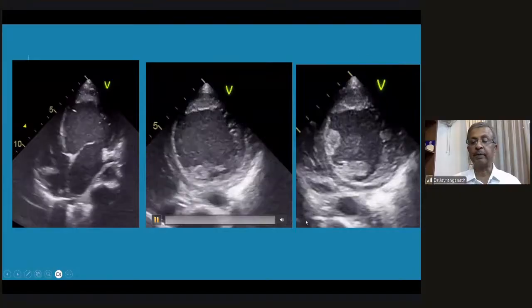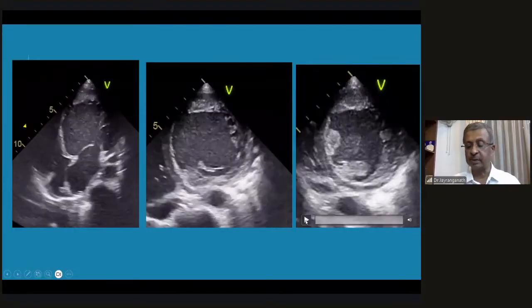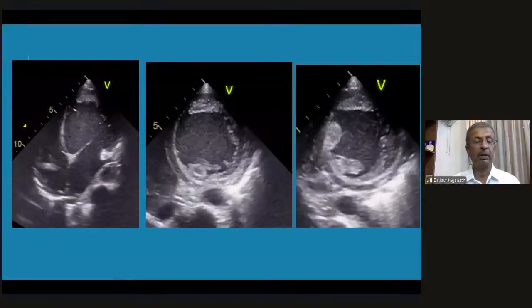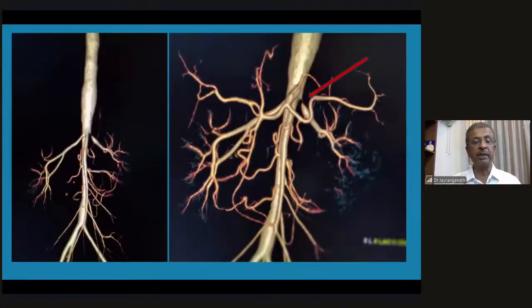LV function must be around 25, 30%. So you can see some thrombus, LV thrombus also. So we knew that this is aortoarteritis by ultrasonography of the abdomen, aorta. We know that the renal bruit was definitely there, CT was done. You see the left renal artery.